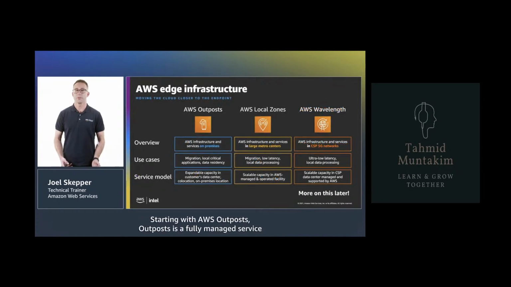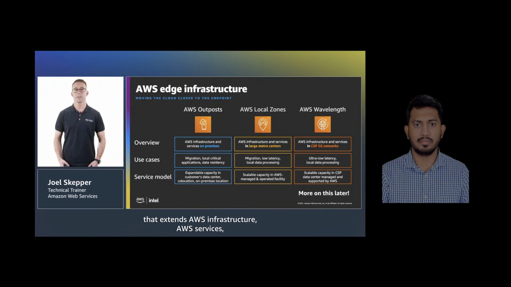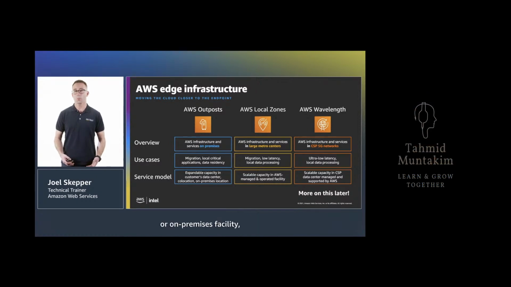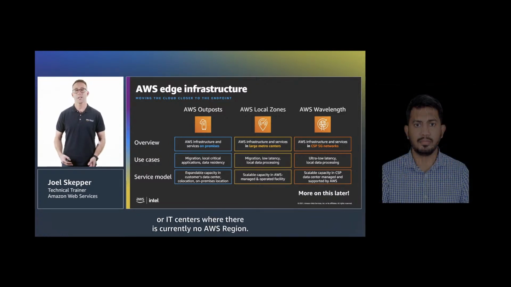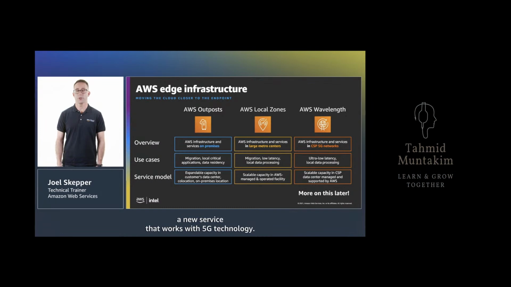Starting with AWS Outposts. Outposts is a fully managed service that extends AWS infrastructure, AWS services, APIs, and tools to virtually any data center, co-location space, or on-premises facility, providing a consistent hybrid experience. Local Zones is a new type of AWS infrastructure deployment that places AWS compute, storage, databases, and other select services closer to large cities, industries, or IT centers where there is currently no AWS region. And finally, we're going to talk about this one a little bit later, AWS Wavelength, a new service that works with 5G technology.